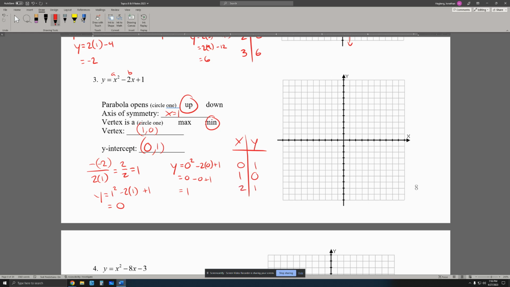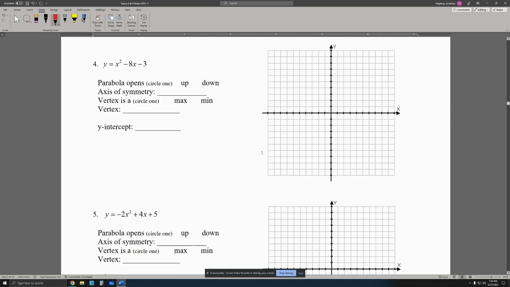And we'll plug in one more. We'll plug in 3. So y equals 3 squared minus 2 times 3, and then plus 1. This is equal to 9 minus 6 plus 1, or 4. So we have the point 3, 4, and negative 1, 4. Okay? So plotting these points, we'll start with our axis of symmetry, x equals 1, our vertex of 1, 0, and y-intercept of 0, 1. We have 2, 1, 3, 4, and negative 1, 4. Again, make sure that graph is nice and curved, draw those lines up, draw those arrowheads, extend it infinitely.